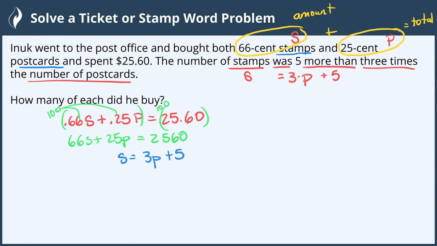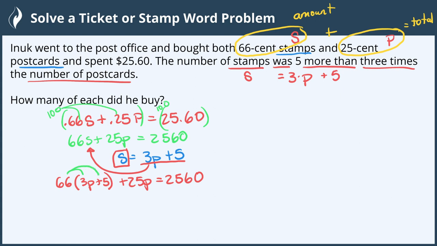Now that we have our two equations, we can substitute 3p plus 5 in for every s in the first equation. The benefit of this is that we end up with only one variable, and so we can isolate for it. So we have 66 times 3p plus 5, substituted in for s, plus 25p equals 2,560. Let's go ahead and do the distributive property on the left side. 66 times 3 is 198p. 66 times 5 is 330, plus 25p equals 2,560.